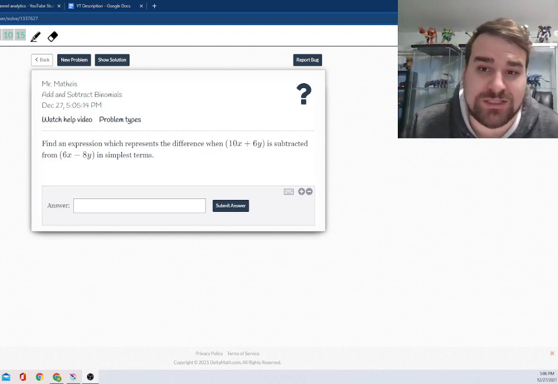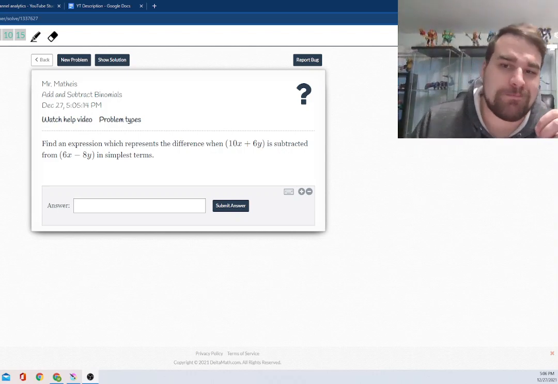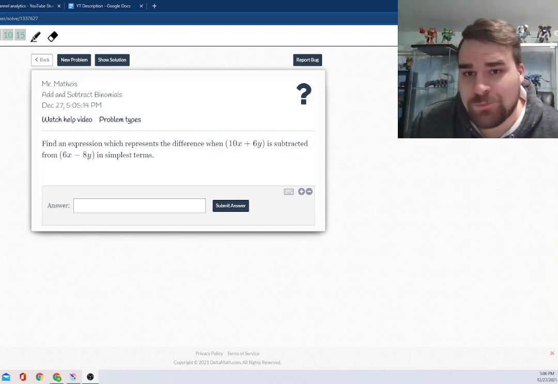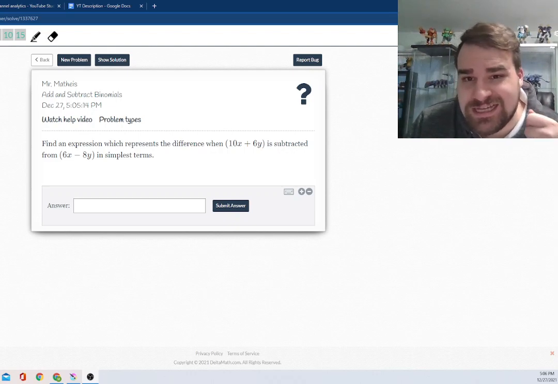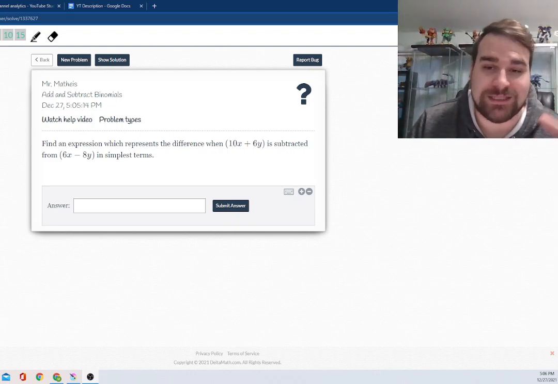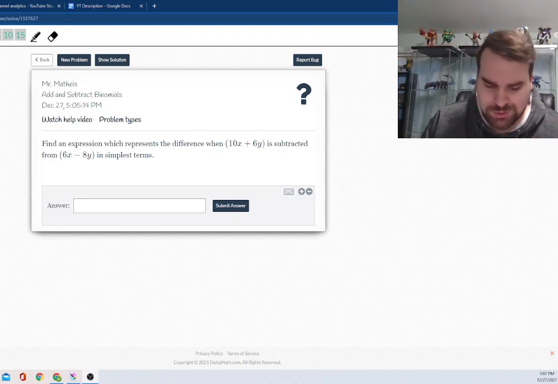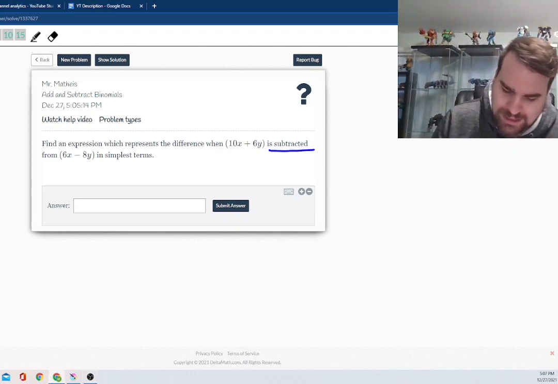First off, we're going to be subtracting these two binomials. Each of those things in parentheses is a binomial, right? But it's kind of like a word problem. We kind of have to set this up ourselves because it's not just outright telling us this minus this. So there's an important little bit of terminology here.